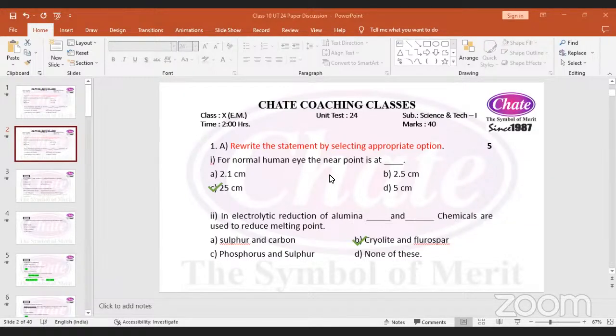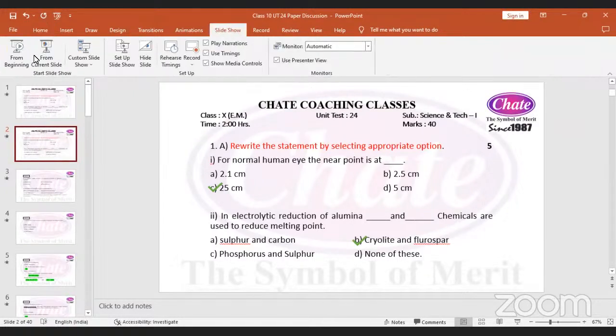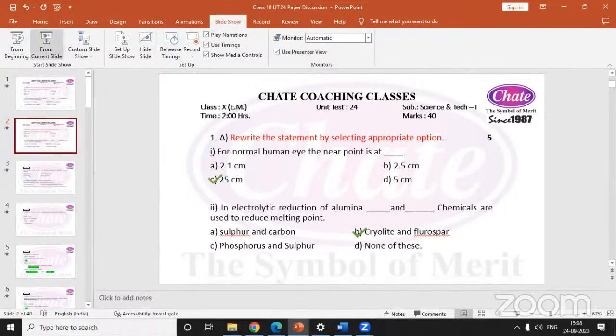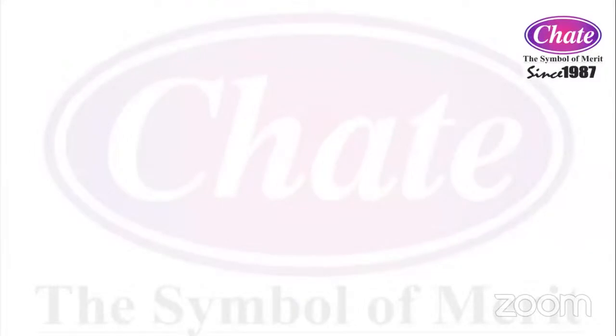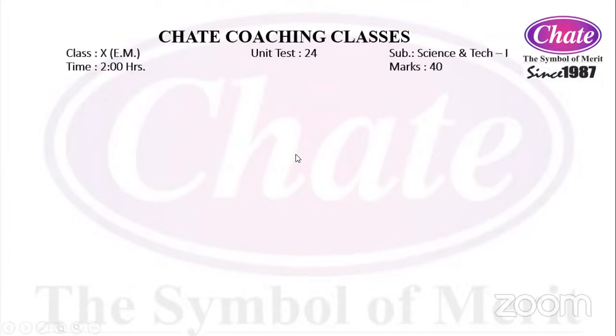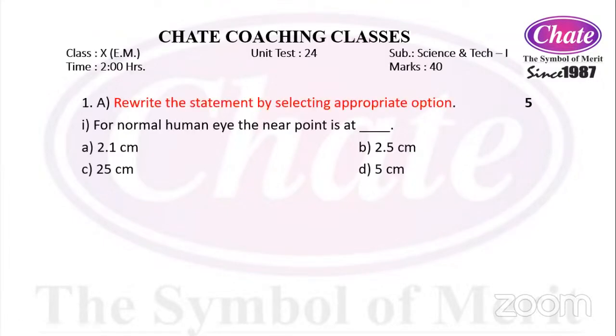Yes, in today's question paper, we are going to see these two topics, lenses and metallurgy. And now I hope you can see on the screen the PowerPoint presentation for the same. So we are going to start with our first question from the unit test. And that is the first question.